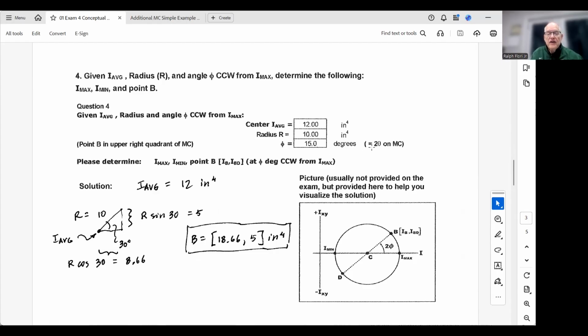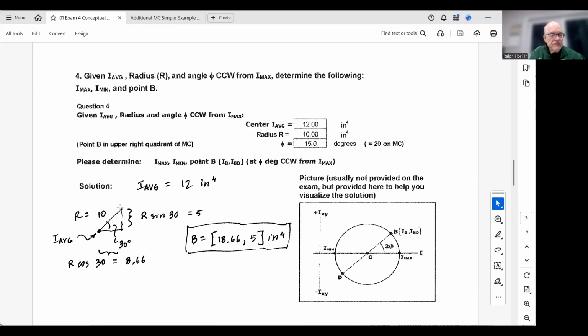So again, read the problem carefully. 15 degrees on the original area or cross section is 30 degrees on Mohr circle. So this is the picture that you draw. I average is 12, the radius is 10, and this angle is 30 degrees. It might ask you for the coordinates of B, or it might ask you for I max and I min. To get the coordinates of B, you take 10 cosine 30, which is 8.66, and then 10 sine 30, which is 5.